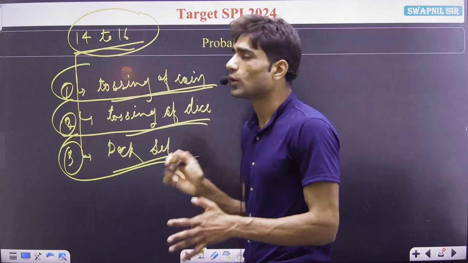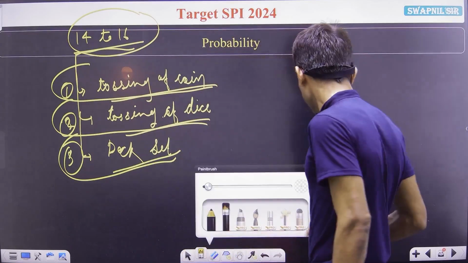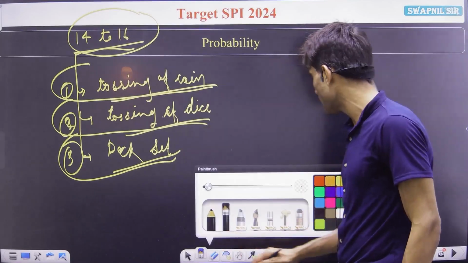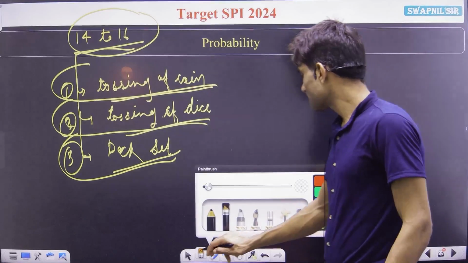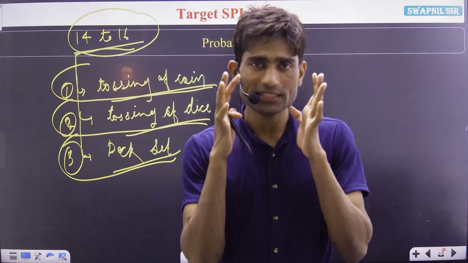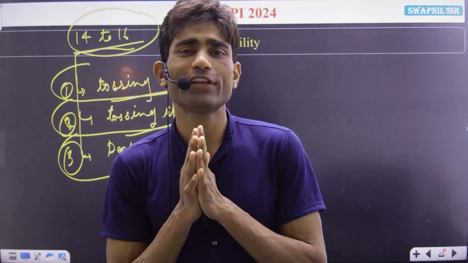So for that you have to understand the actual meaning of tossing a coin, and what possible outcomes we can define using it. After that, tossing of a dice and a deck set. I will give a short introduction about all of these concepts, then we go for the definition of probability.